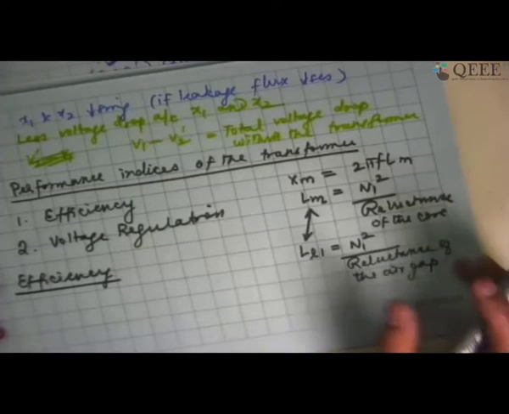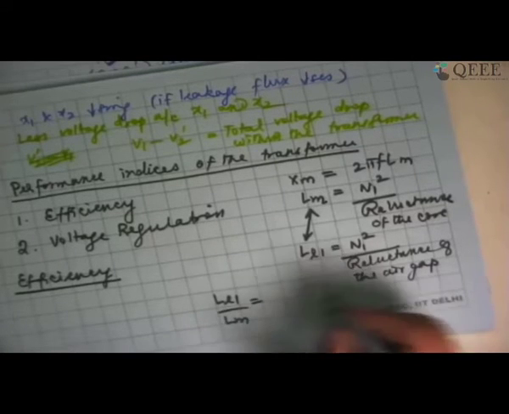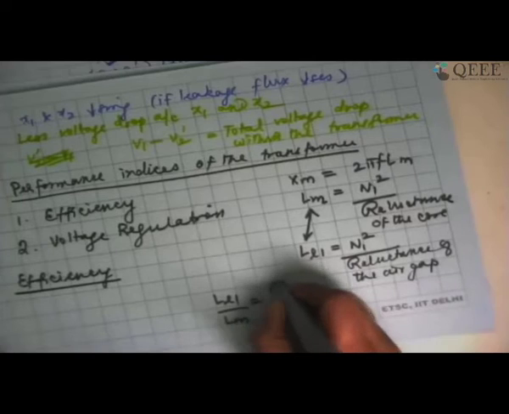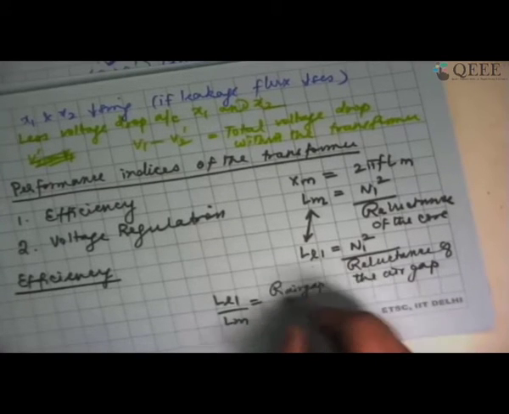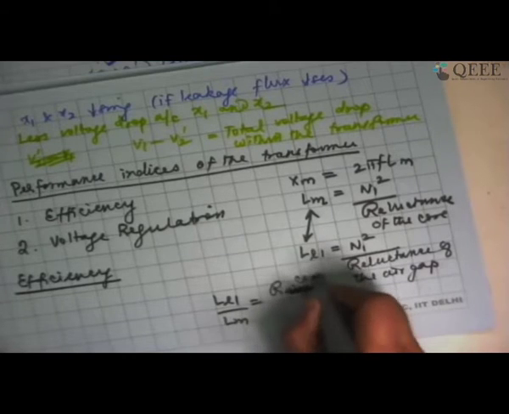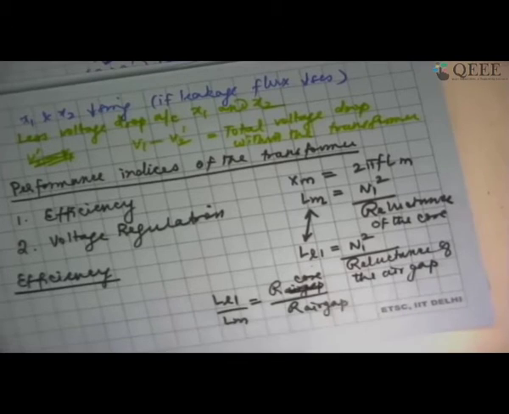So, it is very difficult to give an absolute figure. Rather than that, I have to look at it in relation to what is Lm. So I should say essentially LL1 divided by Lm will be equal to reluctance of the core divided by reluctance of the air gap. Right? This is how I can calculate. I hope I have answered the question.